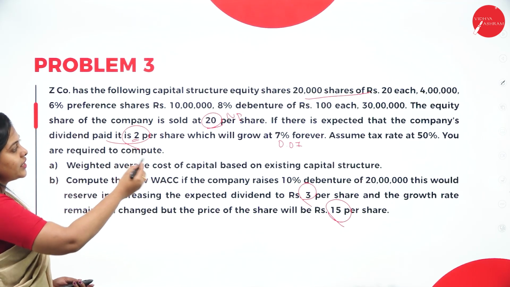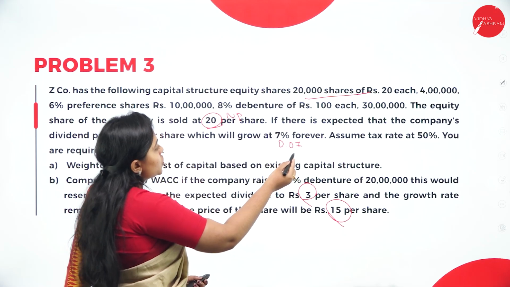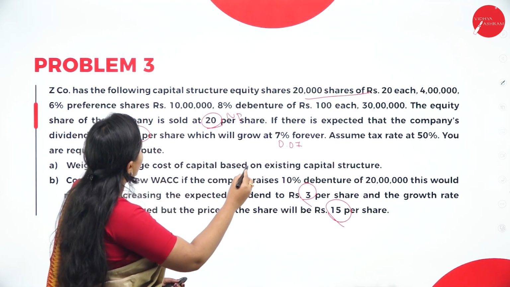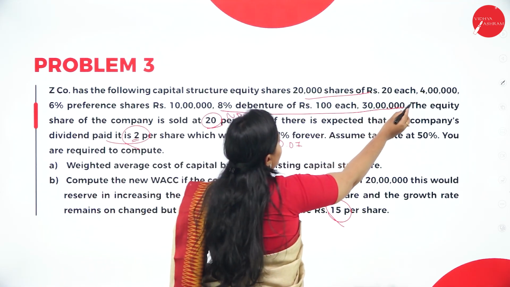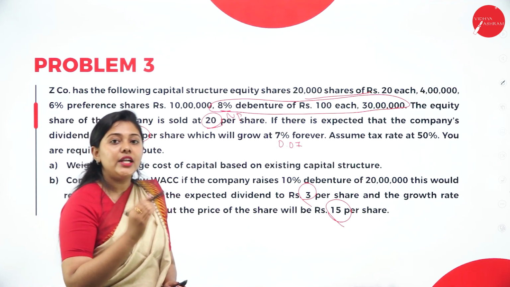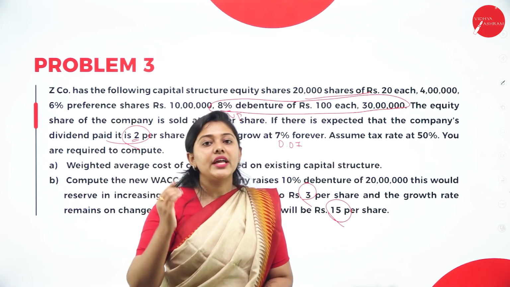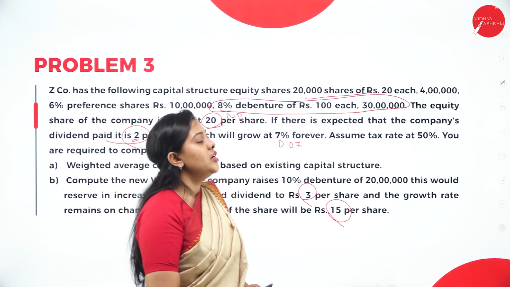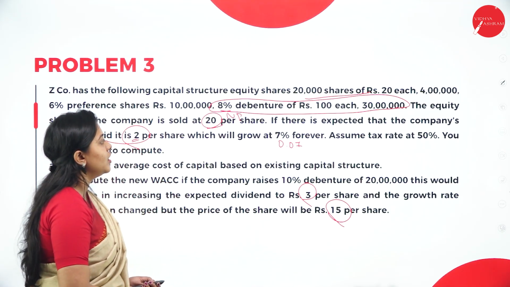Next, let us calculate the next source of finance, that is your debenture. So what is the debenture value given? The debenture value is given as 8% debenture of rupees 100 each, 30 lakhs. So what is the debenture? 8% is the interest for rupees 100 each. So the interest will be 8 rupees, net proceeds will be 100. So it is also the irredeemable problem. So let us solve the problem.